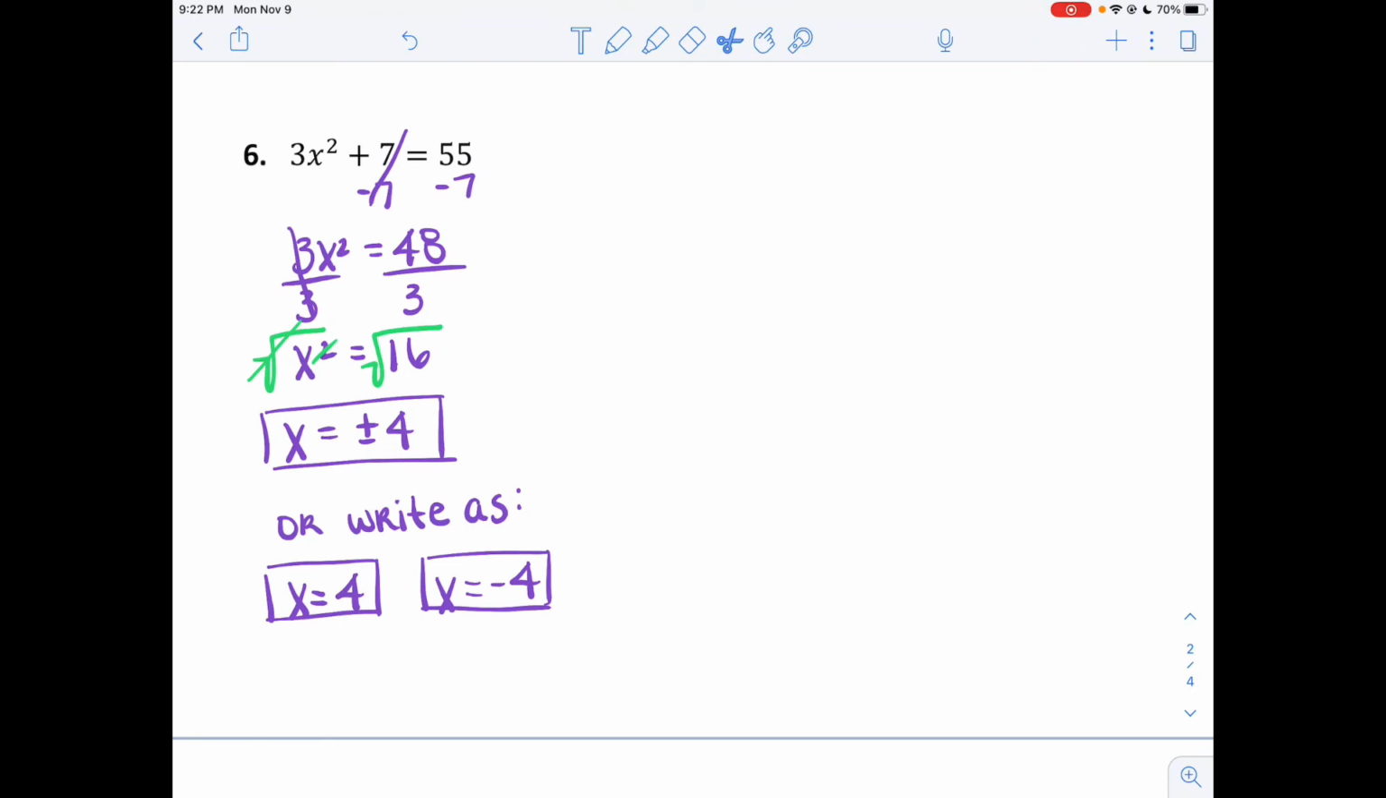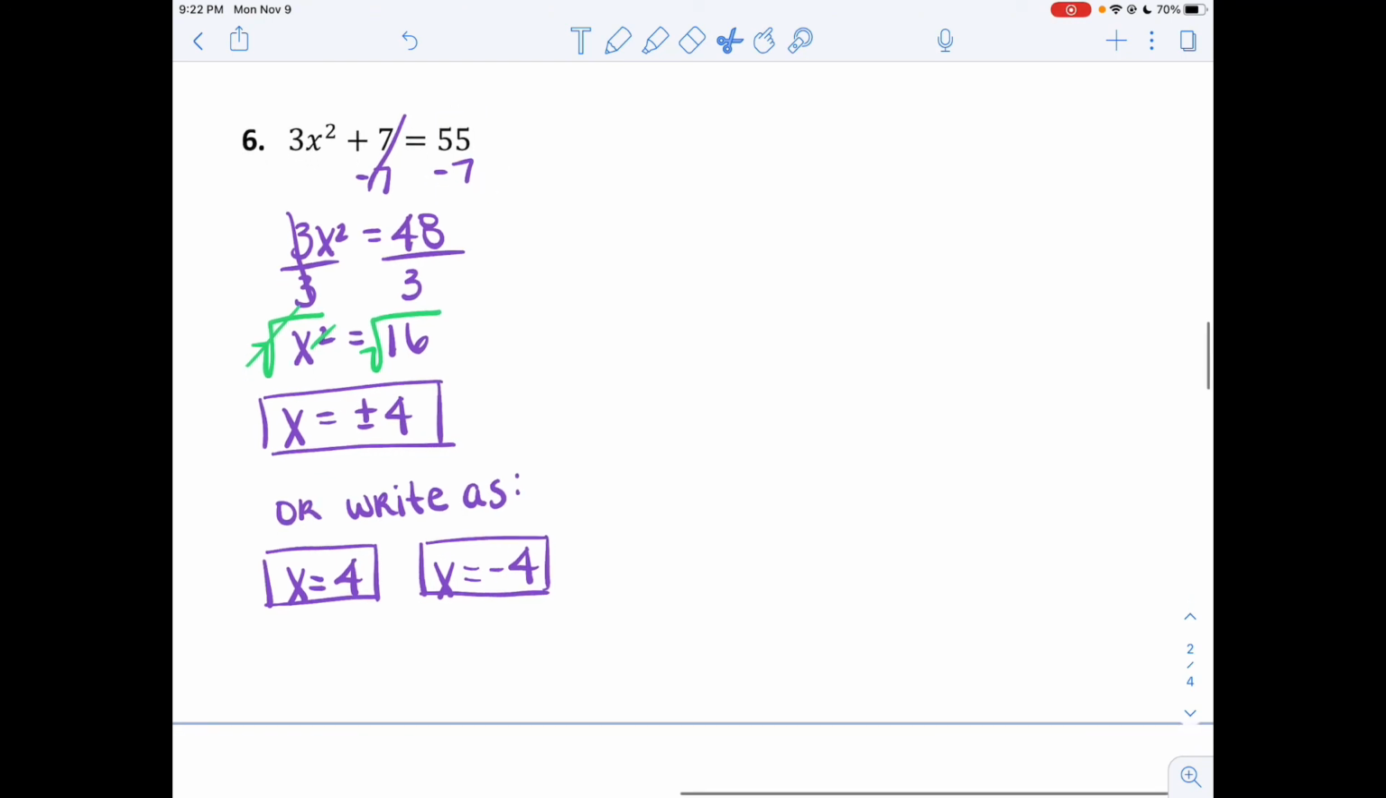The first thing I notice is that I still have a constant on the left as well as one on the right, so I want to move that to the right by subtracting. Once I do that, I want to simplify this as much as I can before starting to take square roots, because I don't want to deal with a square root of 3 over on this side. So I'm going to divide that out on both sides, leaving me with x squared is equal to 16, and now I'm ready to take the square root.